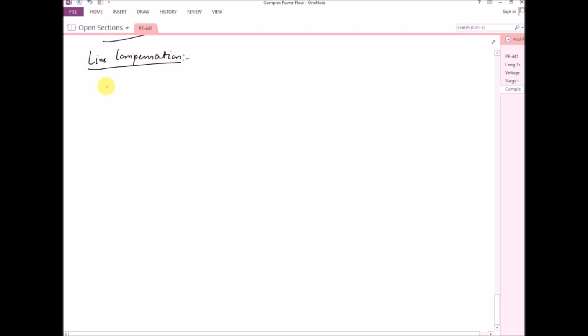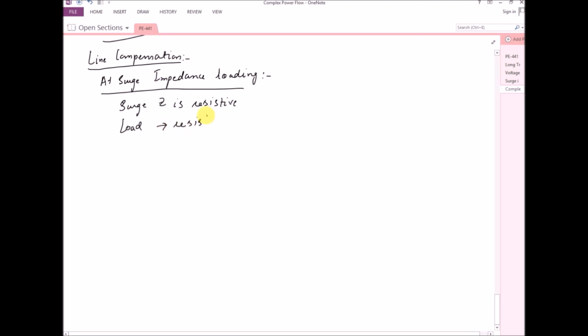Right? We already know that at surge impedance loading, the surge impedance is resistive. Surge impedance is resistive, and the load is surge impedance load, which means it is also resistive. So if both the surge impedance and the load are resistive, there is no reactive power flow along the line. And if there is no reactive power flow, the voltage at the sending end and the receiving end are equal. So the voltage profile is constant.